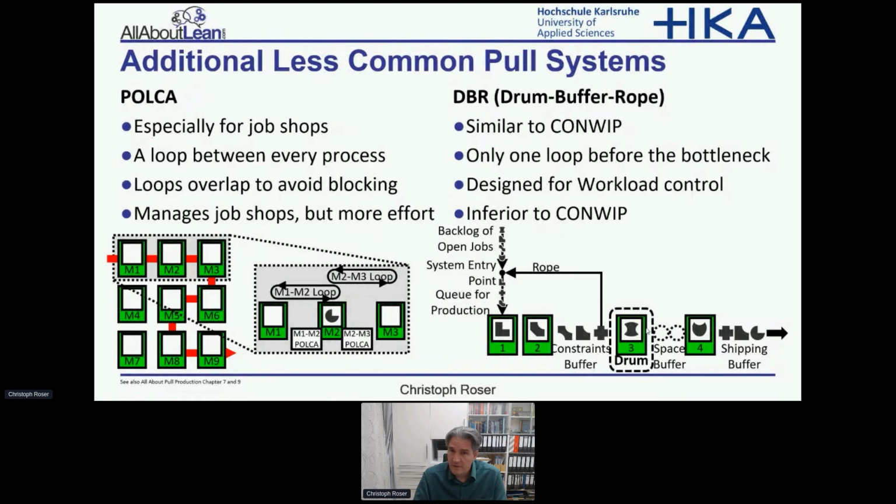Goldratt also developed what he called a simplified drum buffer rope with the assumption that the customer is always a bottleneck. So he just has one big loop over the entire system. But again, the limitation of having the loop end before the bottleneck and the second limitation of having only one big loop, both make it, in my view, inferior to CONWIP, where you could easily have multiple separate loops, and actually the bottleneck is not that important for pull system design.